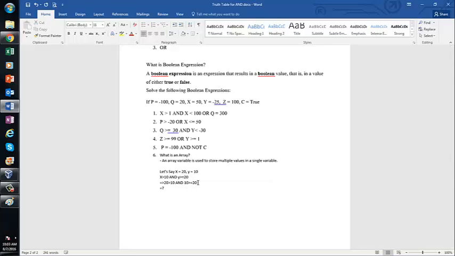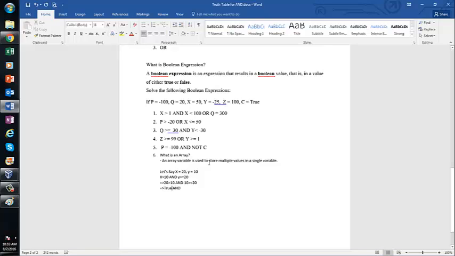Next step. 20 greater than 10, is it true? It is true. So I will replace it with true here. And then 10 greater than or equal to 20? That is false.